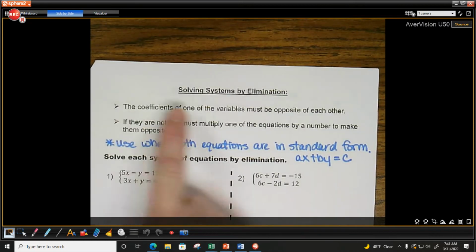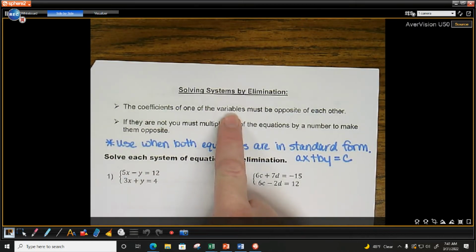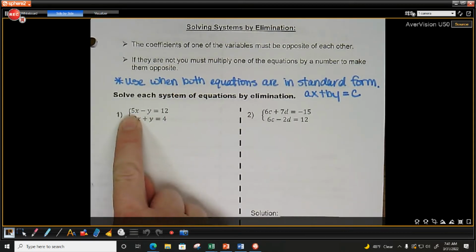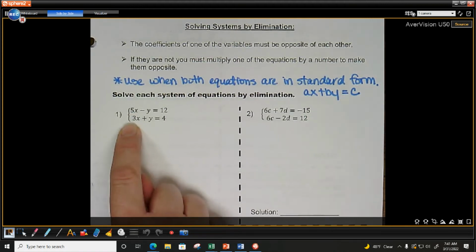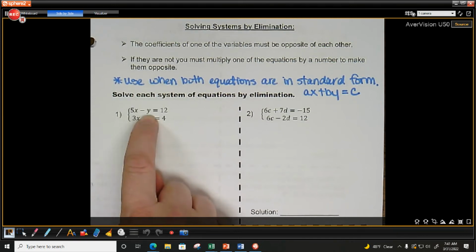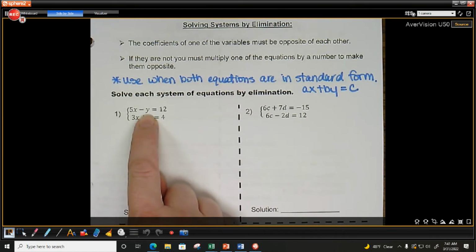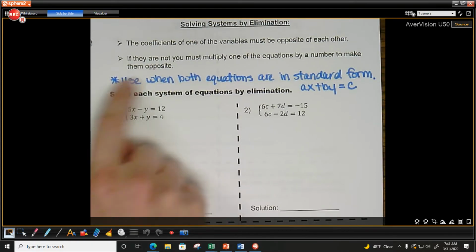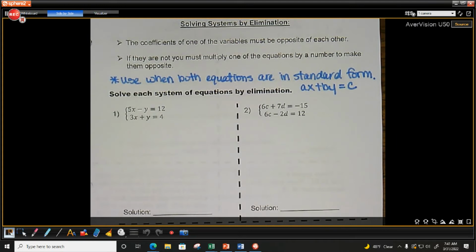Now we need to see if the coefficients of one of the variables are opposites of each other. My X coefficient is 5. This X coefficient is 3. Are those the same numbers? No. Okay. What's my Y coefficient? Negative 1. What's this Y coefficient? Positive 1. So are they the same numbers? 1 and 1? Yes. And are they opposite signs? Yes. So we don't have to multiply by anything. This is already set up perfectly for elimination.